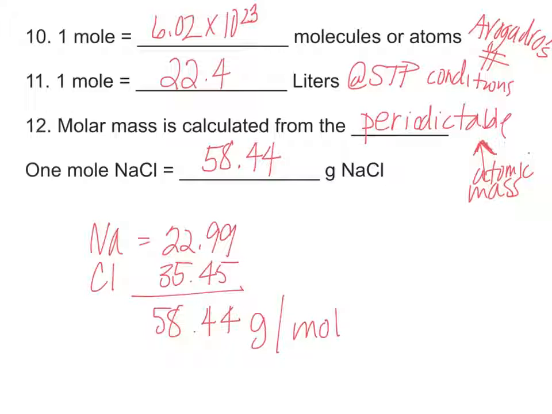Okay, this slide has 10, 11, and 12. Number 10, 1 mole is equal to 6.02 times 10 to the 23rd molecules or atoms. Remember, if we're talking about compounds, we say molecules. If we're talking about elements, that's where we use the word atoms, but it's the same number.